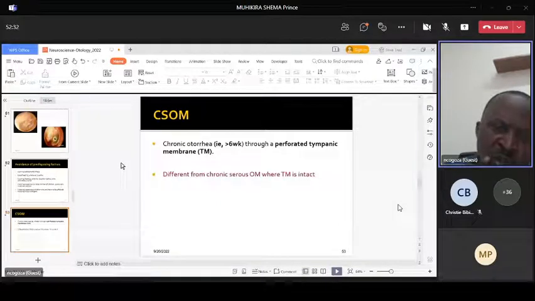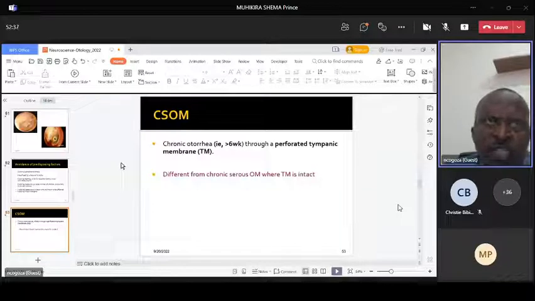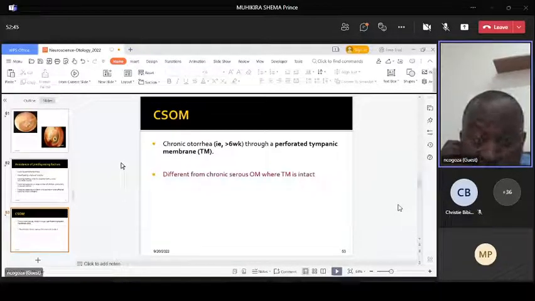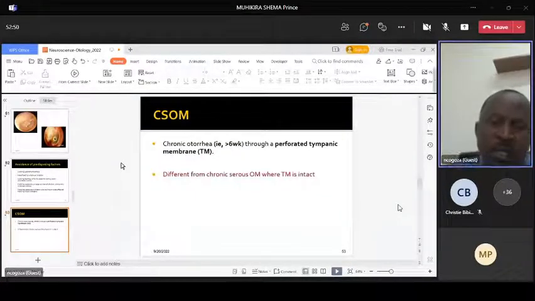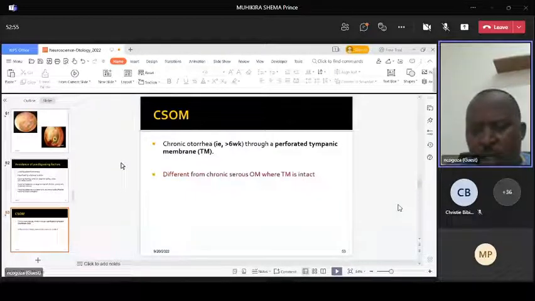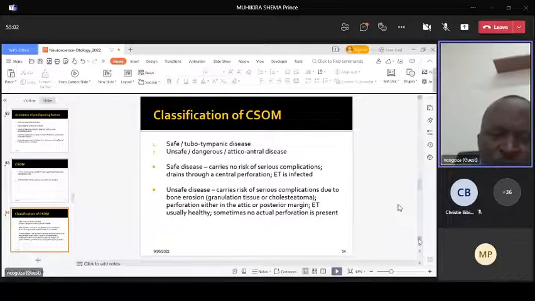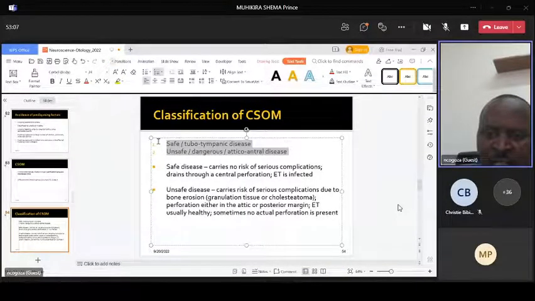But we also have to consider chronic serous otitis media if the tympanic membrane is intact. So the chronicity is different. For chronic suppurative otitis media, it is a perforation and purulent discharge for at least 6 weeks. And the variation is when there is no perforation, but there is serous otitis media with effusion lasting more than 6 weeks. This is another component.